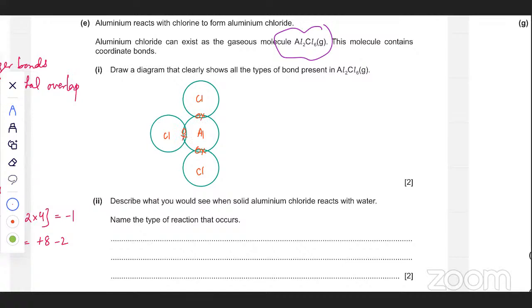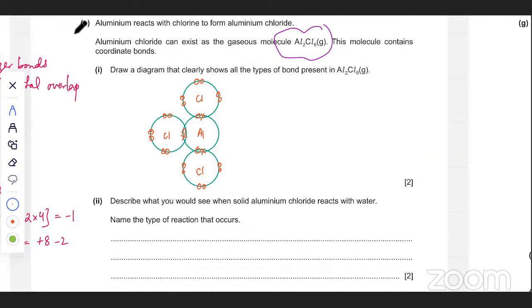And you can also label that and tell them that that's a covalent bond. Each Cl would have six electrons remaining, and the same goes for this Cl and this Cl as well. So that's your Al and your Cl. All of them are covalent bonds. And what happens is a dimer is formed.